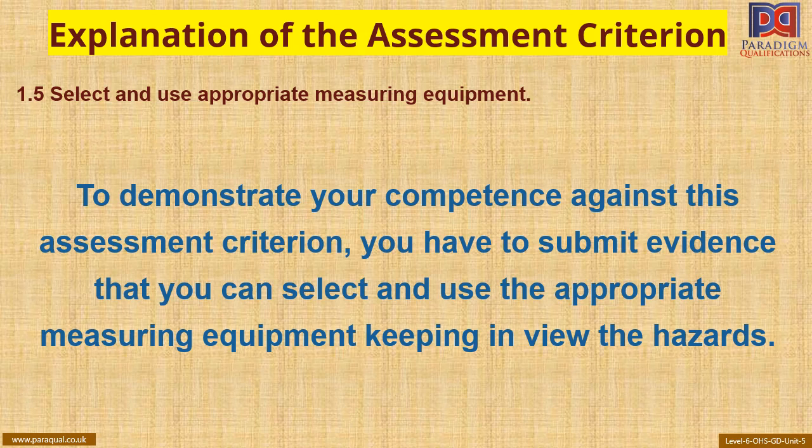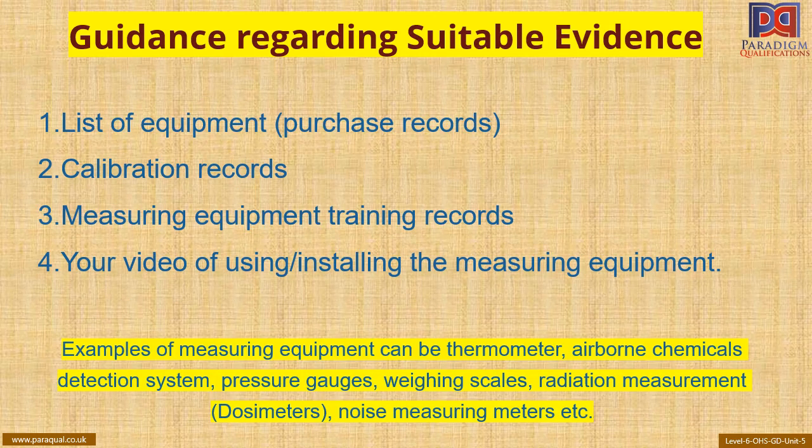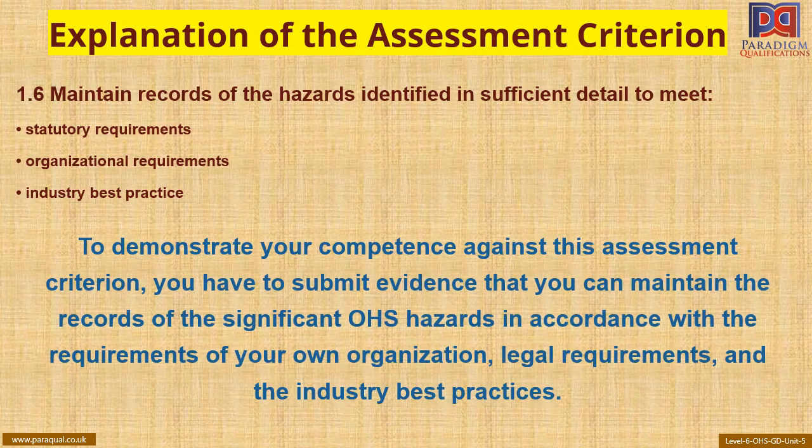1.5 Select and use appropriate measuring equipment. You have to submit evidence that you can select and use the appropriate measuring equipment keeping in view the hazards. To demonstrate your competence, you can submit a list of equipment, for example, purchase records, calibration records of measuring equipment, training records of measuring equipment, or your video of using or installing the measuring equipment. Examples of measuring equipment can be the thermometer, airborne chemicals detection system, pressure gauges, weighing scales, radiation measurements, for example, dosimeters, noise measurement meters, etc.